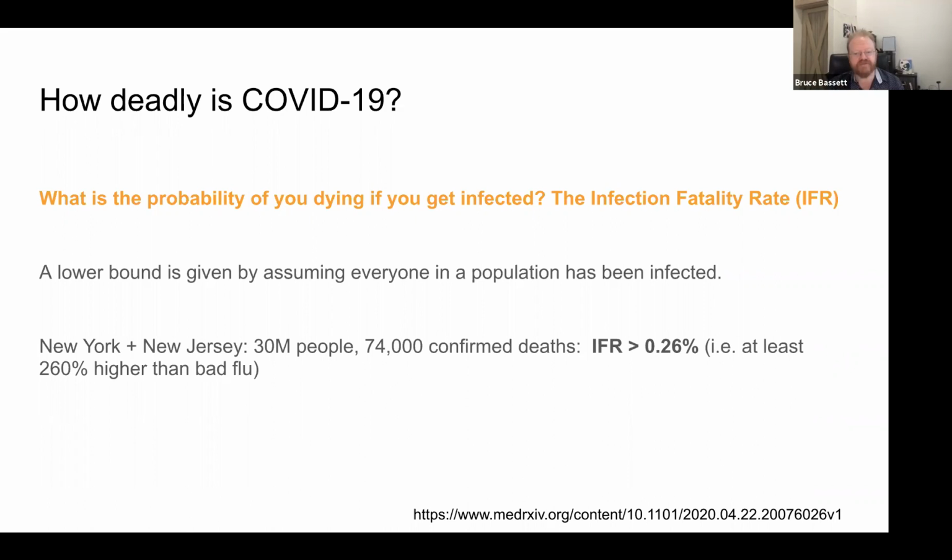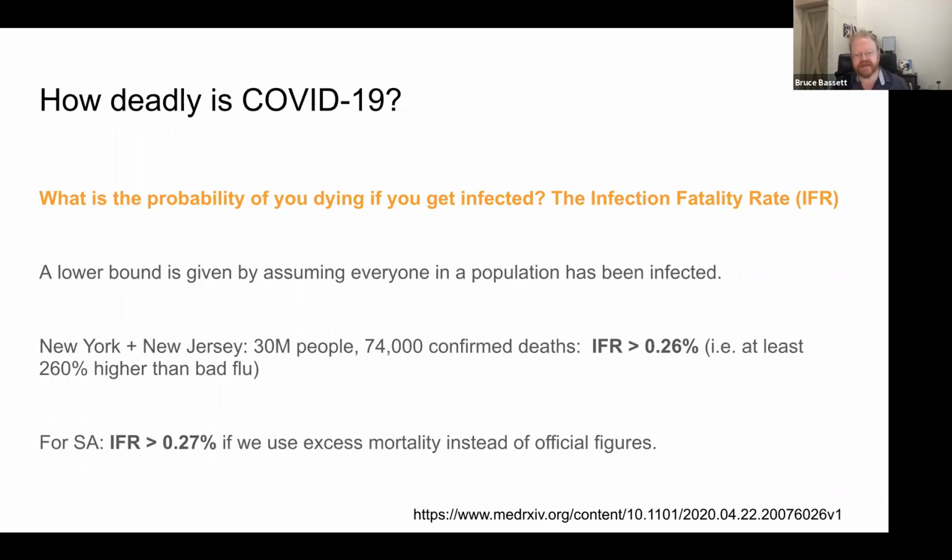been infected. If we apply the same idea to South Africa, we get that the IFR in South Africa is bigger than 0.27% if we use the excess mortality figures of 150,000 deaths so far. Of course, this number can easily change if we get mutations that are more deadly.